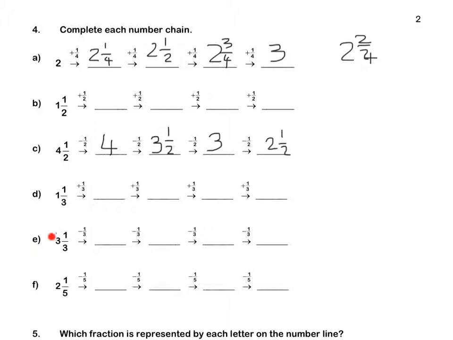Finally, let's look at E. 3 and 1/3 minus a third, we will be left with 3 wholes. Then 3 minus 1/3, we will be left with 2 wholes, and because there are 3/3 in 1 whole, we will have 2/3 left. Then minus another third, 2 and 1/3, and finally minus another third, we will be left with 2 wholes. Pause this video to complete question 4 by yourself.